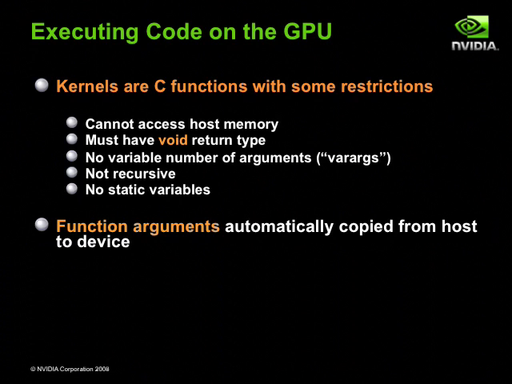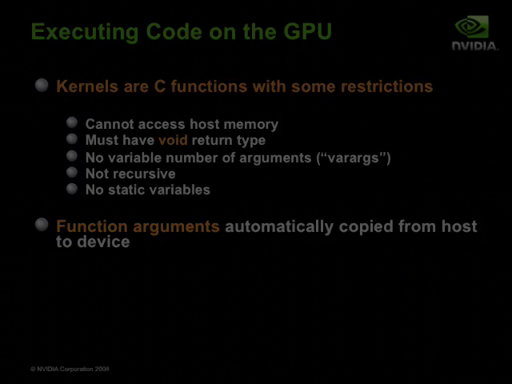If kernel arguments are pointers, then the value of the pointers are automatically passed, but the memory they point to is not copied. For example, if an array in host memory is to be used by a kernel, first the array is copied to device memory through CUDA memcopy, and then a pointer to the array in device memory can be automatically passed as a kernel argument.